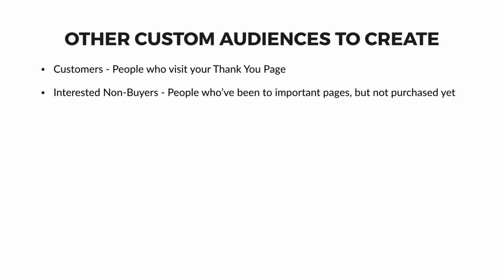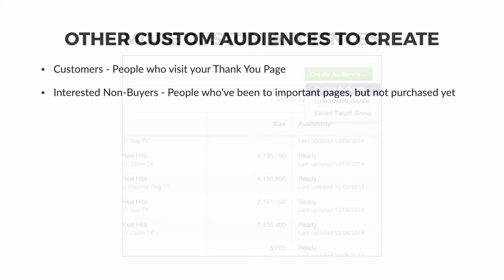Now you're ready to create a couple of custom audiences based on visits to specific pages. You should create an audience of customers, people who have purchased your products, and interested non-buyers, people who have been close to buying but haven't purchased yet. Both of these audiences can be included or excluded in specific advertising campaigns you'll want to run. Let's start with your customers.